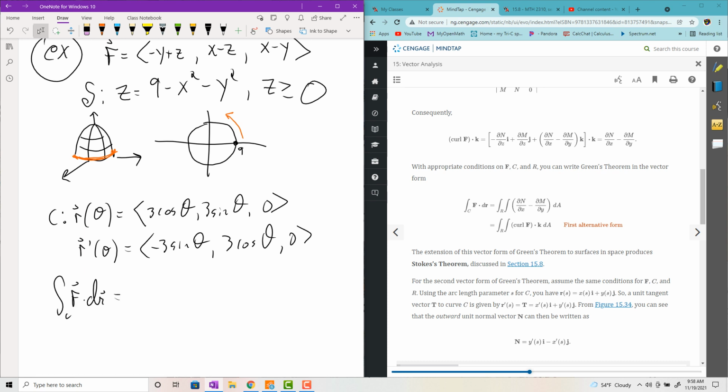So that will be the integral from 0 to 2 pi of, where's my f? It's up there somewhere. I'm going to have to reparameterize that in terms of theta. So I use my r of theta formula and substitute that into the components here. All right. So I'll have negative y is negative 3 sine theta plus z.